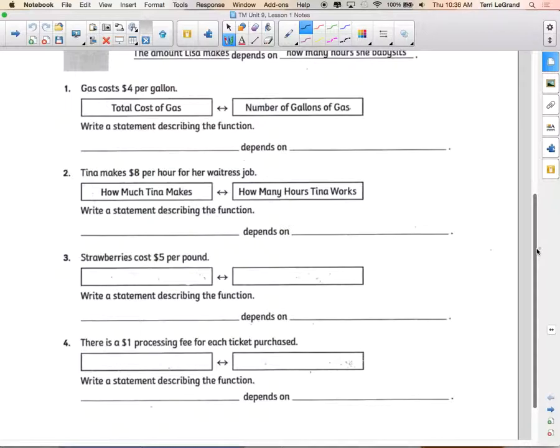How much gas you use, would that depend on the total cost? Or would the total cost depend on how much gasoline you purchase? How much gas you get? How much gasoline you get? Gallons you get depends on the cost. The number of gallons you get depends on the total cost? Well, yeah, if you go with only a $20 bill, that's probably very true, right? What if you're just going to fill your car up with gas?